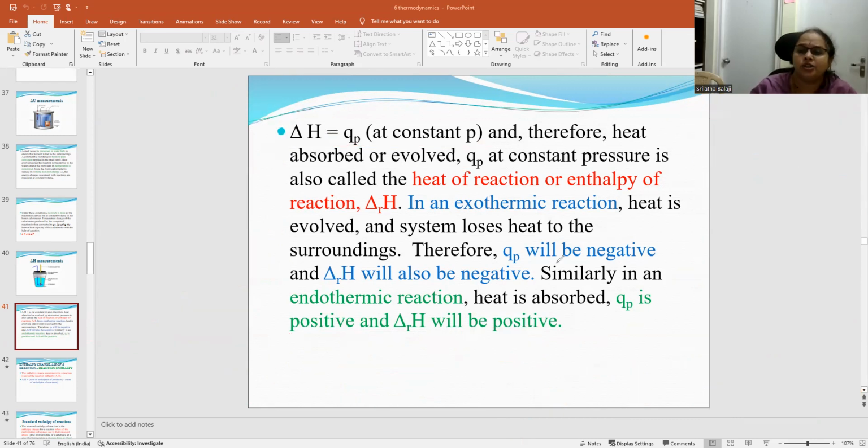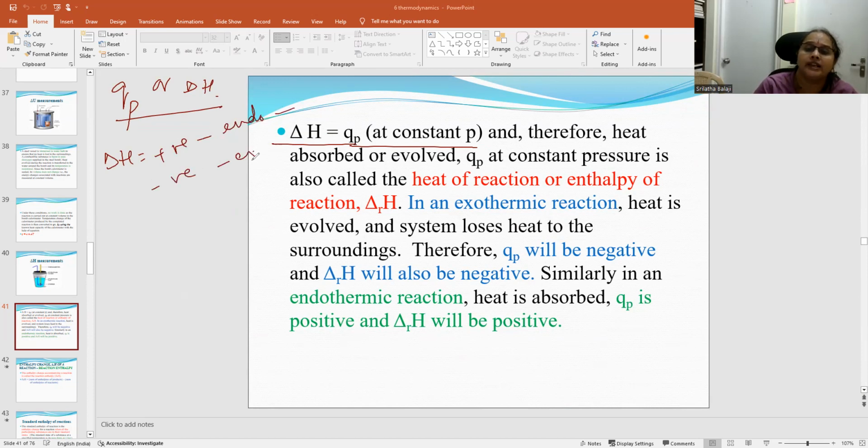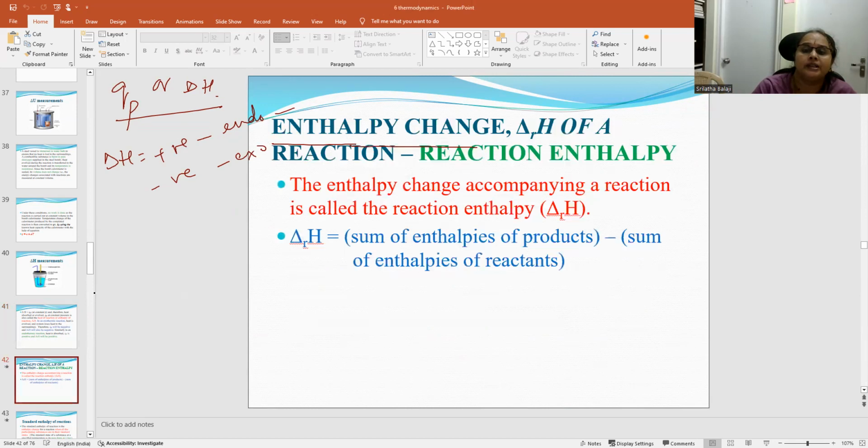So for delta H, whatever conditions we have given for Q, the same thing holds good. What did I tell? QP is the heat content at constant pressure, which is nothing but delta H itself. What is the sign convention for heat we gave? The same will be the sign convention even for delta H. So QP or delta H, if it is positive, that means it is endothermic, and if it is negative, it is exothermic. Okay. Is that clear?